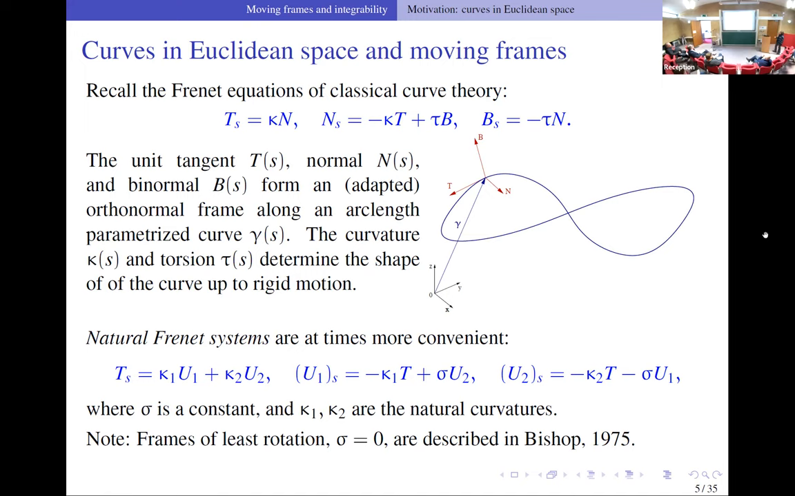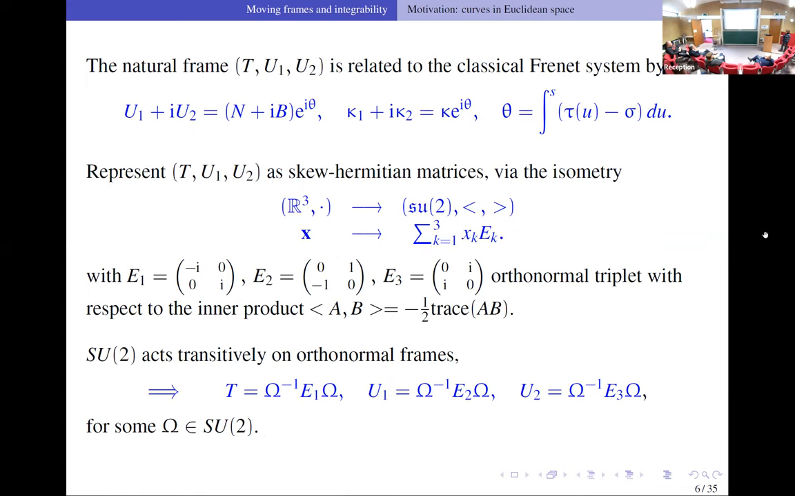And frames of least rotation, known as parallel frames, are called this way because the derivatives of U1 and U2 are parallel to the curve at each point, again in the case of sigma equals zero. So if you change the representation, change really the frame, what you are getting is, as a bonus, the so-called azimuthal transformation. So the K1 and K2 here are the new invariants. They're not really the geometric invariants kappa and tau. They are a transformation involving kappa and the antiderivative of the torsion.